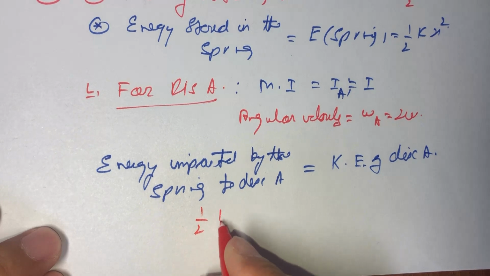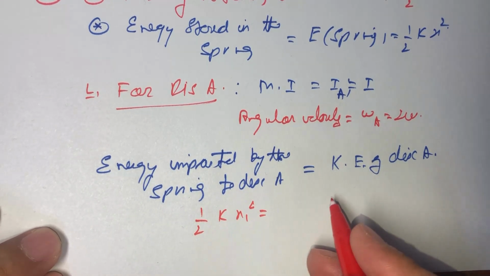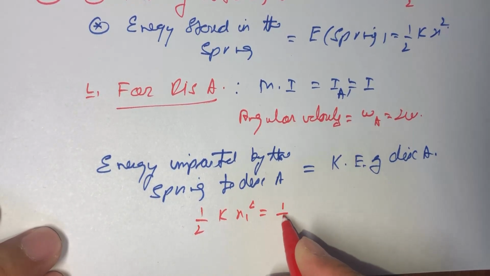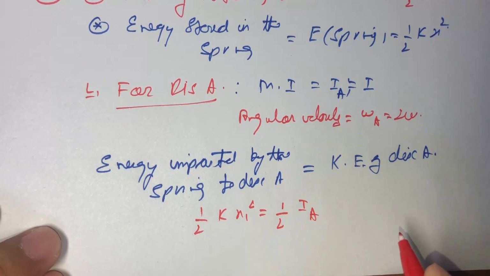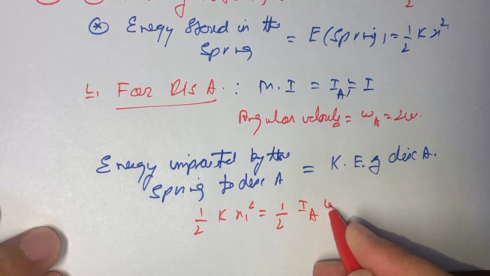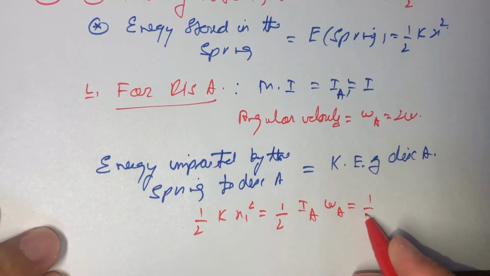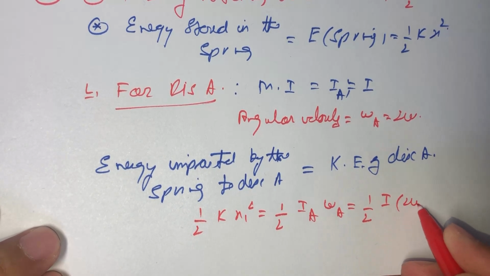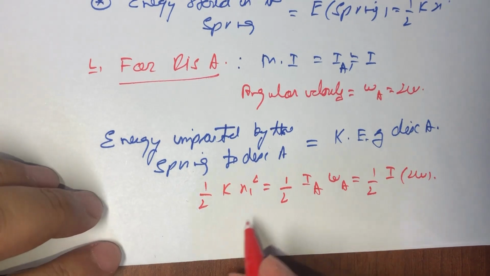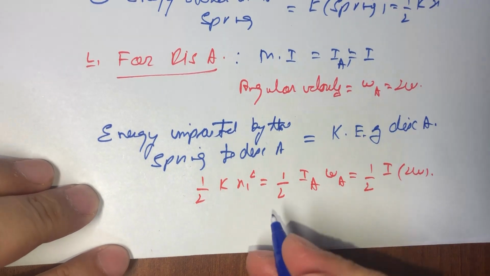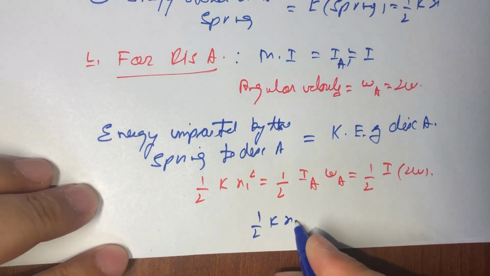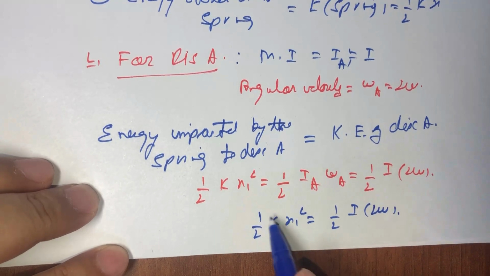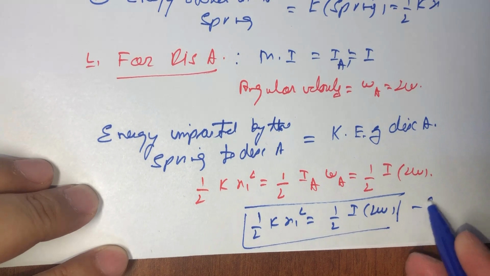So we can write this as half k x1 square will be equal to half moment of inertia of A and angular velocity of A. So this will be equal to half, moment of inertia is I and angular velocity is 2 omega. So we can write this as half k x1 square is equal to half I 2 omega. Let this be equation number 1.